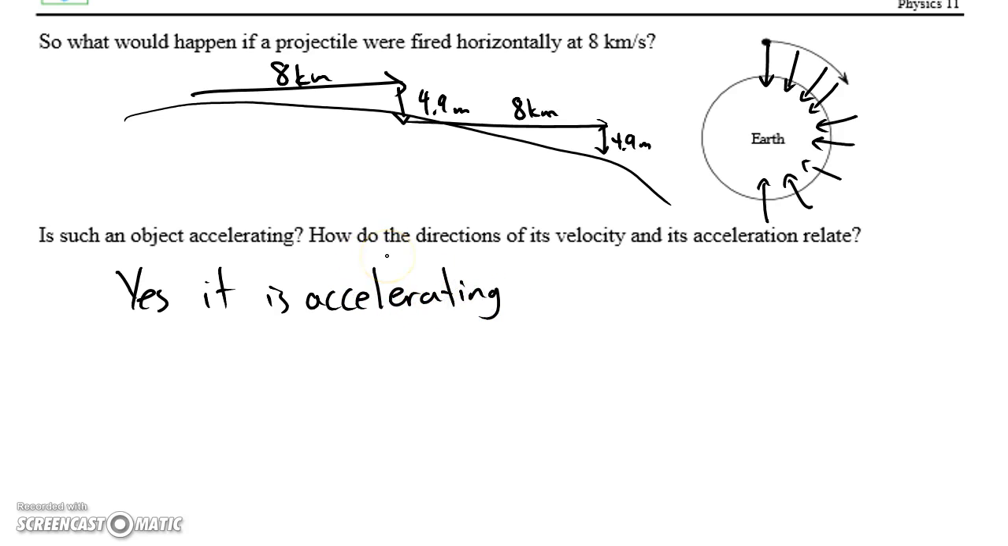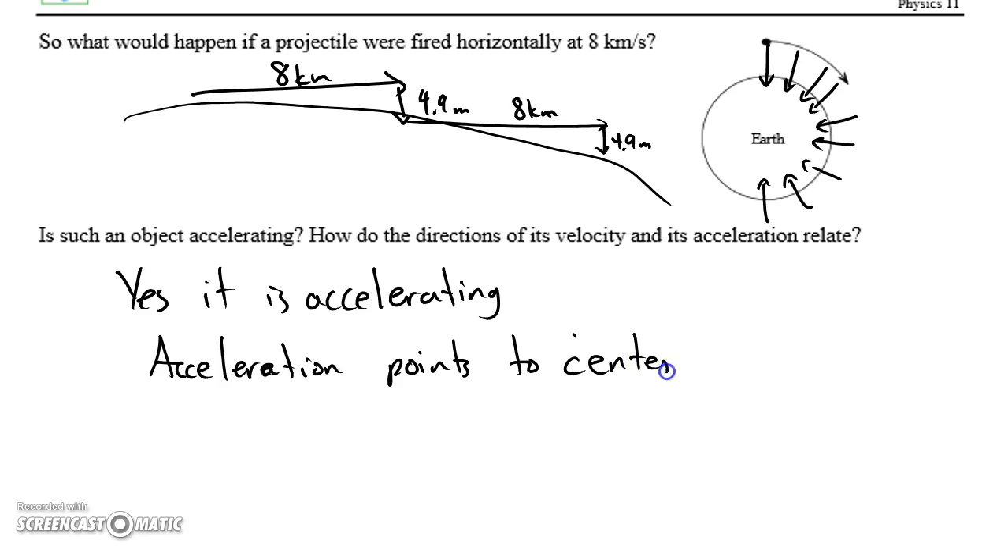How do the directions of its velocity and its acceleration relate? Gravity is always pointed down, but really that means it's pointed towards the center of the Earth. So acceleration points to the center. Now we can think of Earth, but it would be the center of any circular motion. The acceleration will end up pointing towards the center.